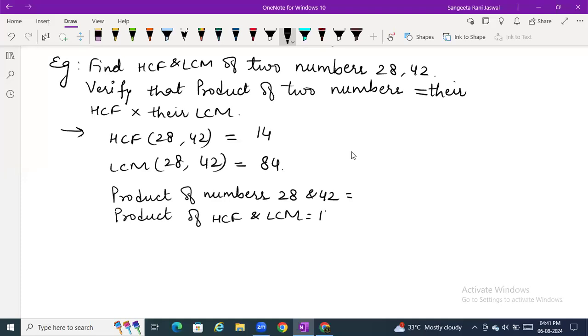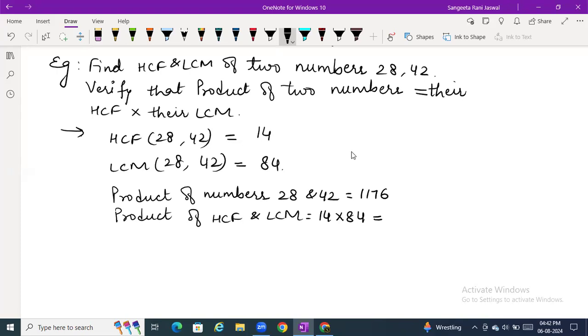Now, children, please take the product. Ma'am, HCF 6, ma'am. HCF is not 6, it's 14. Ma'am, but I get 6. Check again. Okay, ma'am. Children, please find the product of these two numbers and please take the product of HCF and LCM also. Ma'am, I got the same number. Okay, what is the product of the numbers? Ma'am, I got 1176.